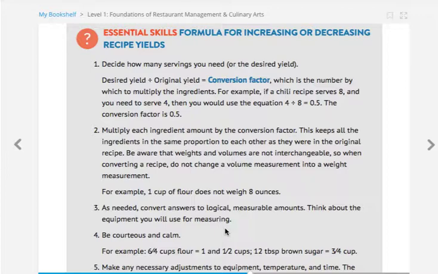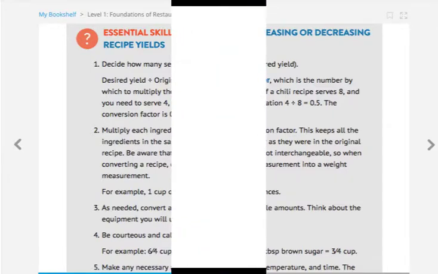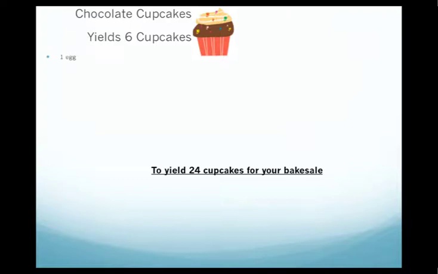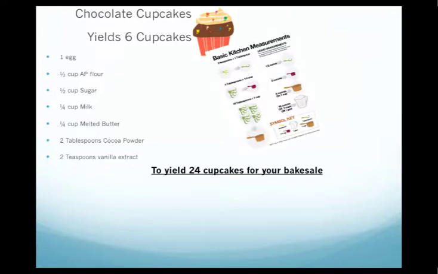And so we're going to do a little practice right now. Alright, so you're having a bake sale and you need to make 24 cupcakes. You found a recipe, best chocolate cupcakes in the whole entire world. However, this recipe only makes 6 cupcakes. To make 6 cupcakes, you're going to need 1 egg, a half cup of all-purpose flour, a half cup of sugar, a quarter cup of milk, a quarter cup of melted butter, 2 tablespoons of cocoa powder, and 2 teaspoons of vanilla extract.